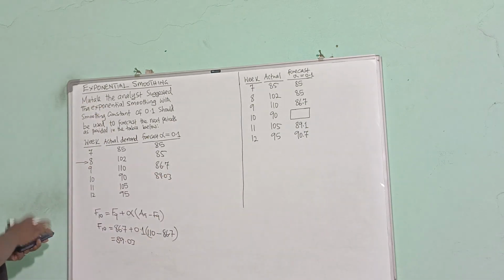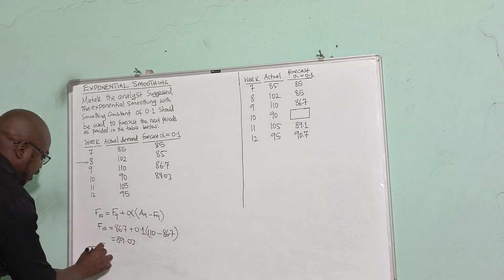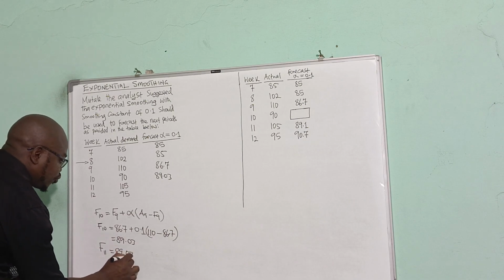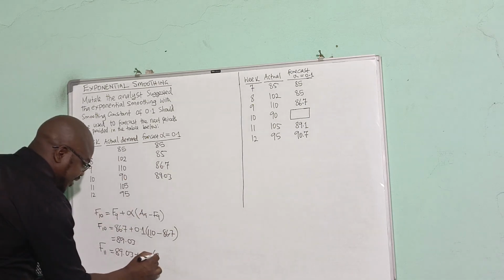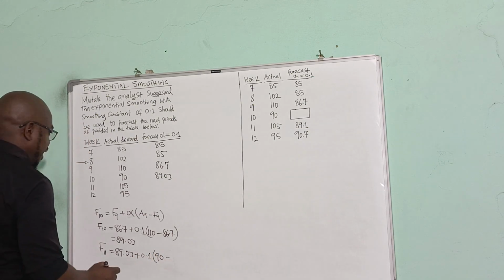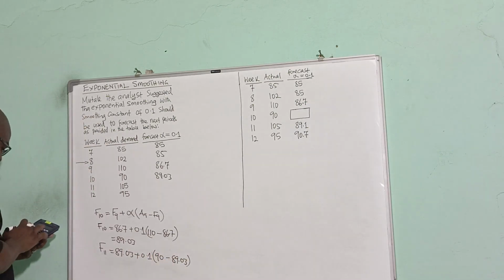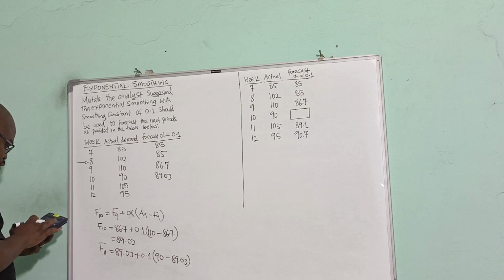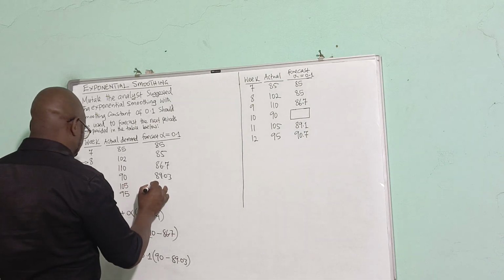89.03. I go, and then here I'm forecasting period 11. Period 11, I need the forecast for period 10. Forecast for period 10 is 89.03 plus constant factor, open brackets. Actual for period 10 is 90 minus forecast for period 10, which is 89.03. So I'll process that. 89.03 plus 0.1, open brackets, 90 minus 89.03, close brackets, like that. I have 89.13. So 89.13.